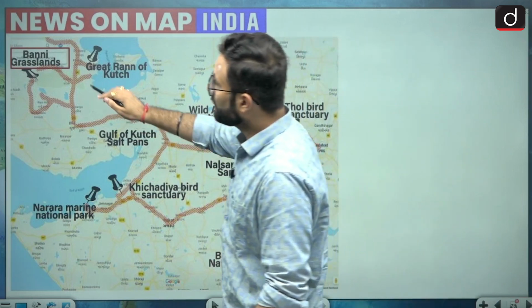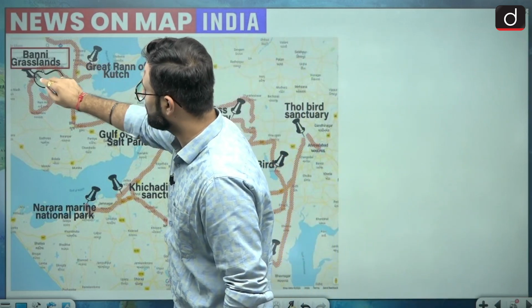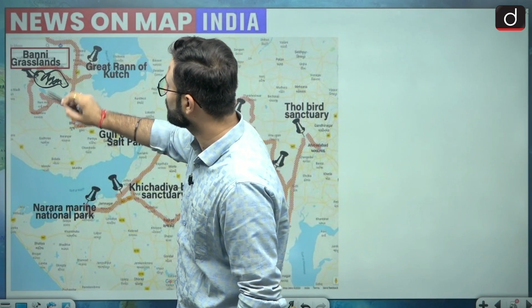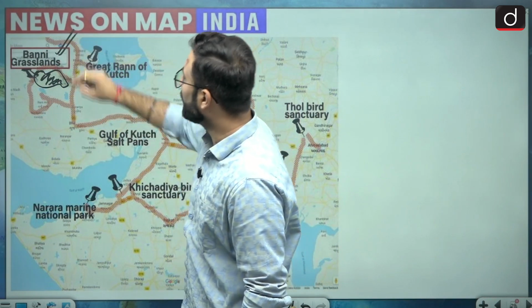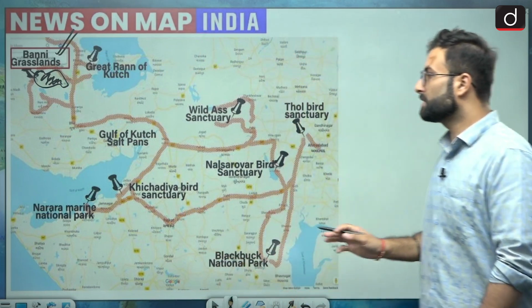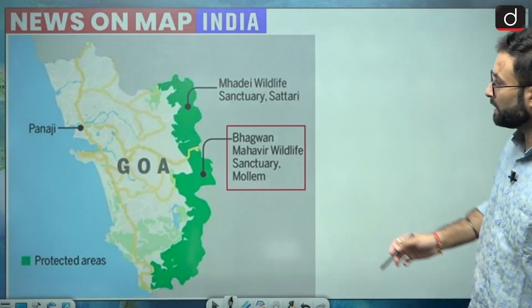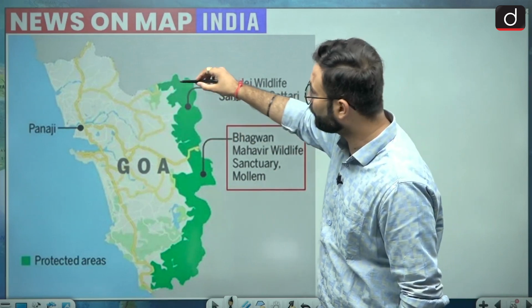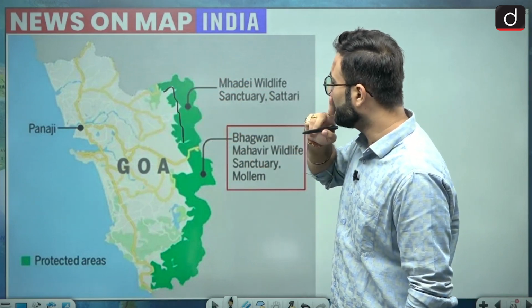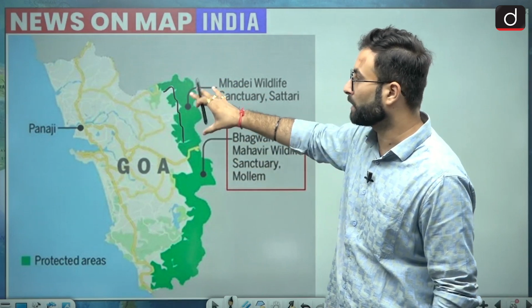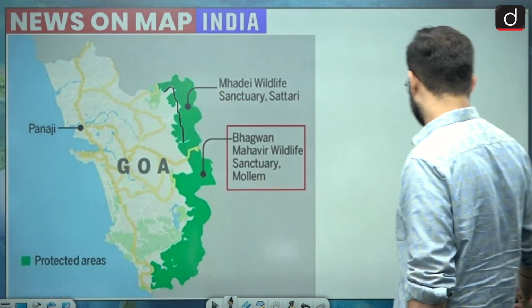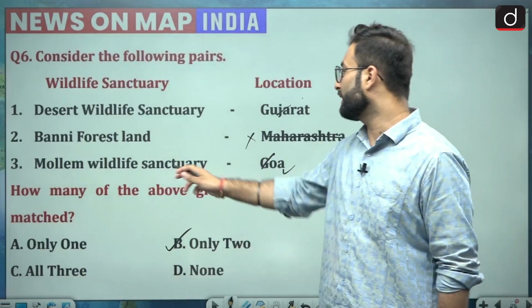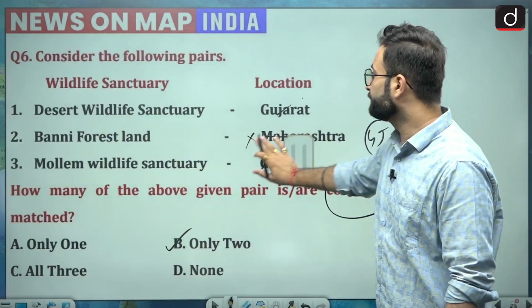So here you can see this is the area of Bunny grassland. This is the green area which is here. Because of the color it is not being shown over here, but this is your Bunny grasslands. So that is in Gujarat. And now here you can see in Goa, in the eastern part of Goa, you will be finding these protected areas that we have seen, that is Molem Wildlife Sanctuary. So that is in Goa.